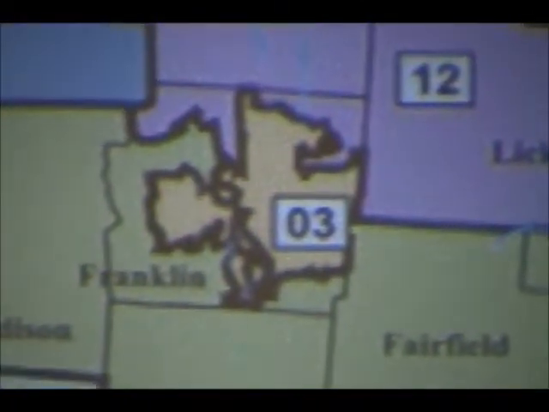Now, gerrymandering has been done by Republicans. It's been done by Democrats. It is the party in power that draws those district lines. It is the state legislature that draws those district lines right now. And as you know, it is dominated by one party heavily right at the moment.